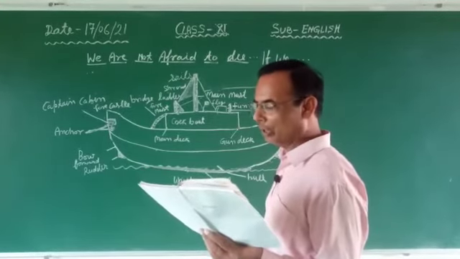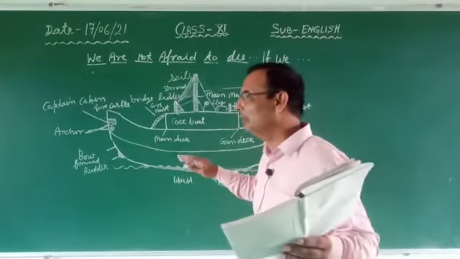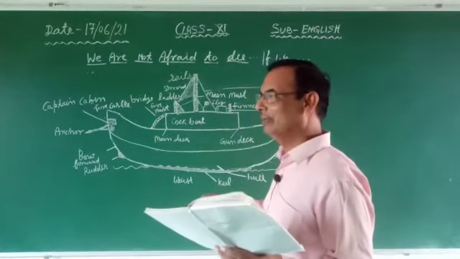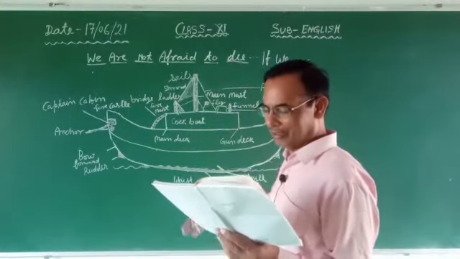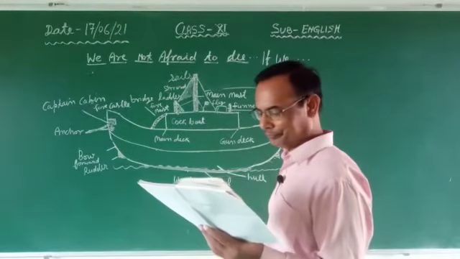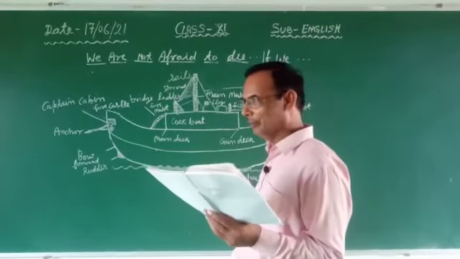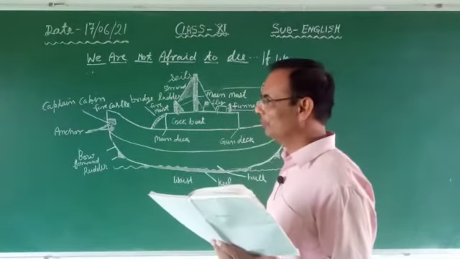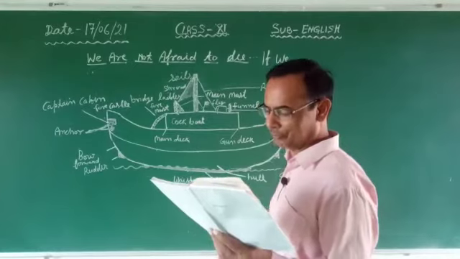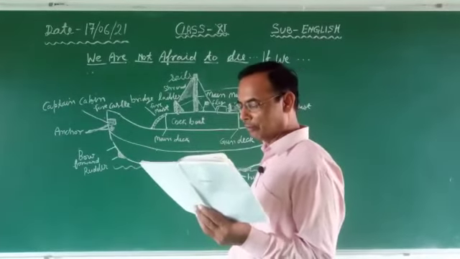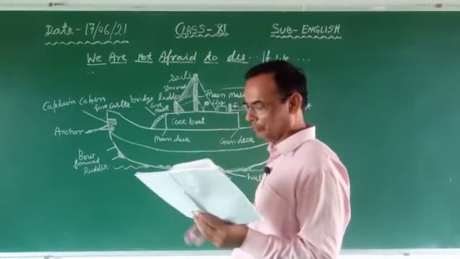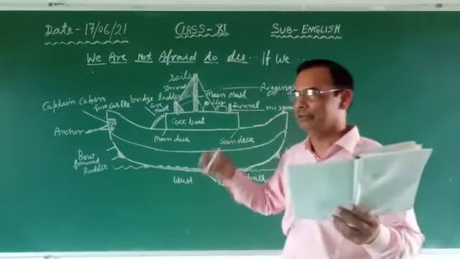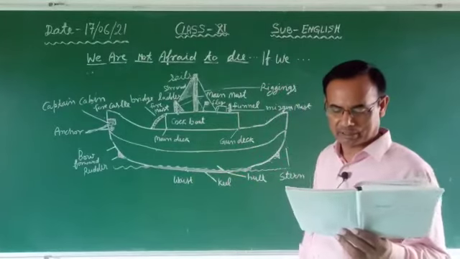Then ominous silence, because there was silence in the ocean, and that was an indication for them that some harm or damage would occur. Ominous means ill-omened silence. Silence was there, and silence was an indication of misfortune. The wind dropped, the wind slowed down, and the sky immediately grew dark. At once, the color of the sky became dark.